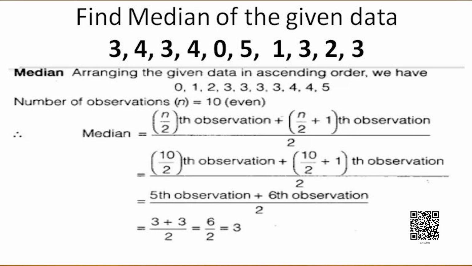So I get 5th observation plus 6th observation upon 2. So what is the 5th observation? That is 3. And what is the 6th observation? That is also 3. Then I add these, 3 plus 3, and divide by 2. So it becomes 6 divided by 2, which gives you 3. So 3 has become our median, right? So now it is easy for you to find the median for an even number of observations and an odd number of observations, isn't it? Okay, great.